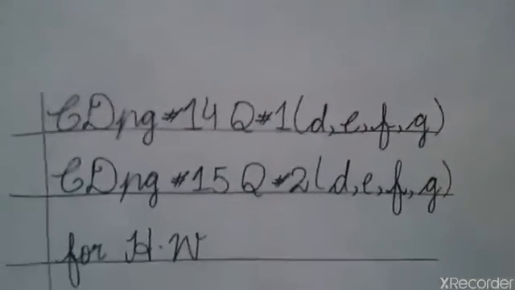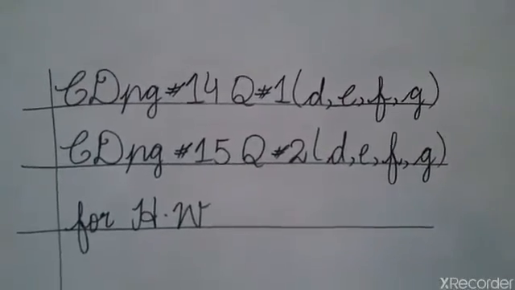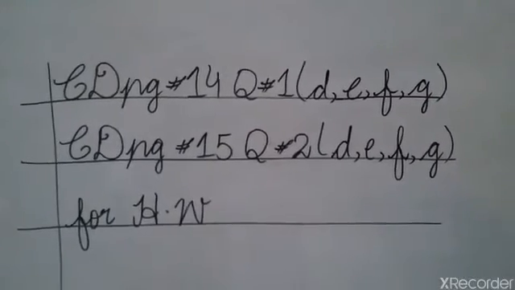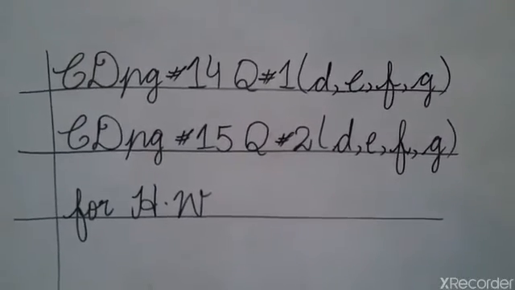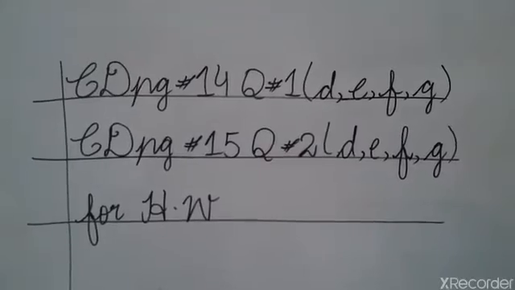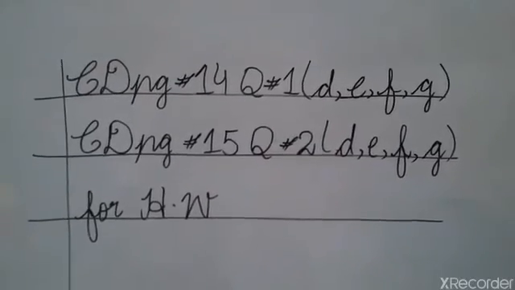Okay students, now note down your diary. Your homework is Countdown page number 14, question number 1, parts D, E, F, G, and Countdown page number 15, question number 2, parts D, E, F, G. Thank you.